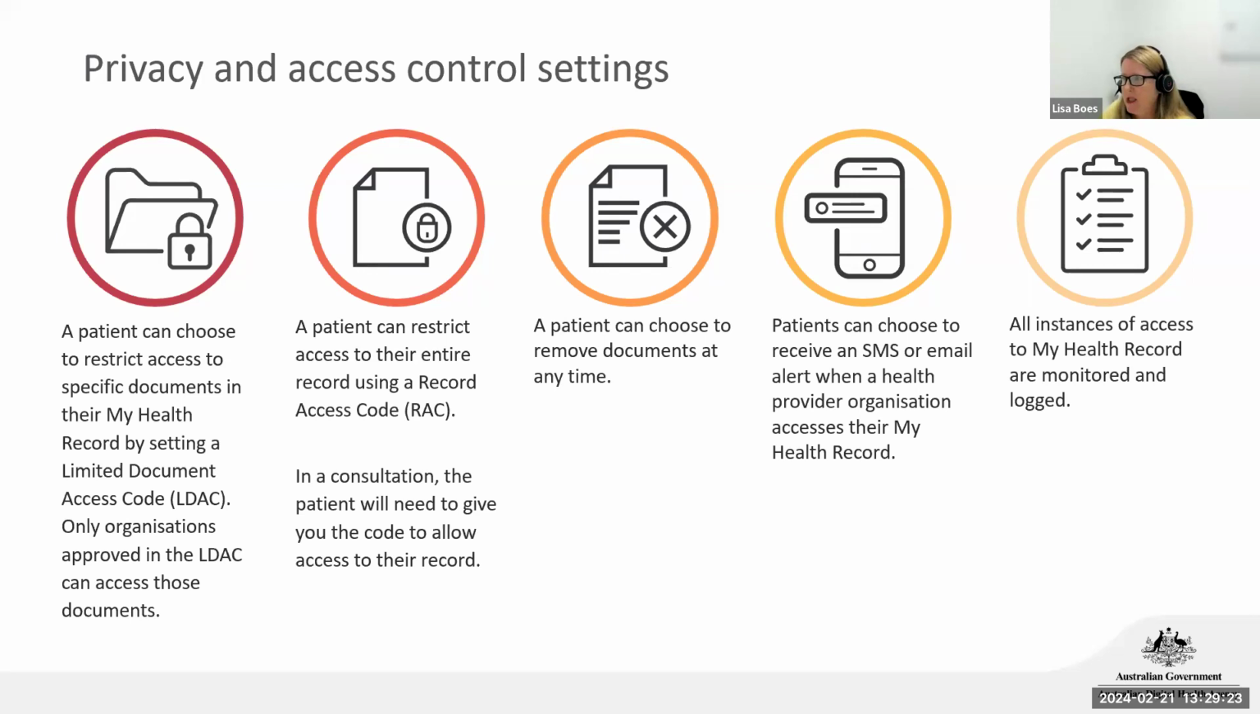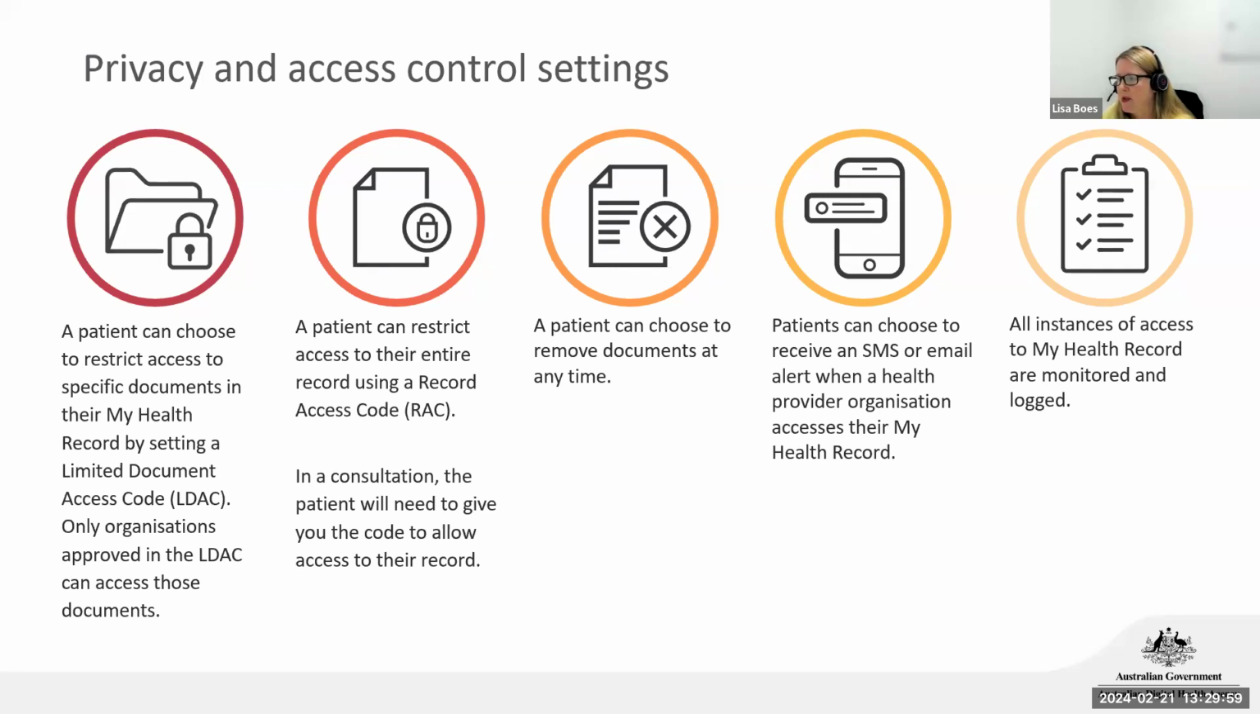So, privacy and access control settings. There are some controls at patient level which are an integral feature of the record. Firstly, individuals can choose to restrict access to specific documents in their My Health Record. They can then establish a limited document access code, or an LDAC, which they can provide to organisations that they wish to have access to those restricted documents. They can also restrict access to their record by establishing a record access code, which will mean that only organisations given the code can access any part of their health record.